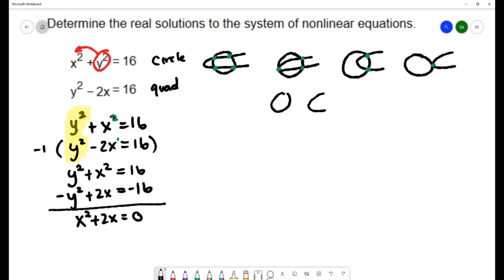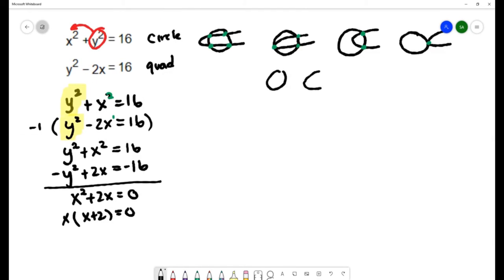I can solve it by factoring. I can factor out an x. That leaves me with x plus 2 equals 0. Set each factor equal to 0 using that zero product property. So I have x equals 0, and here if I subtract 2 on both sides, I get x equals negative 2.